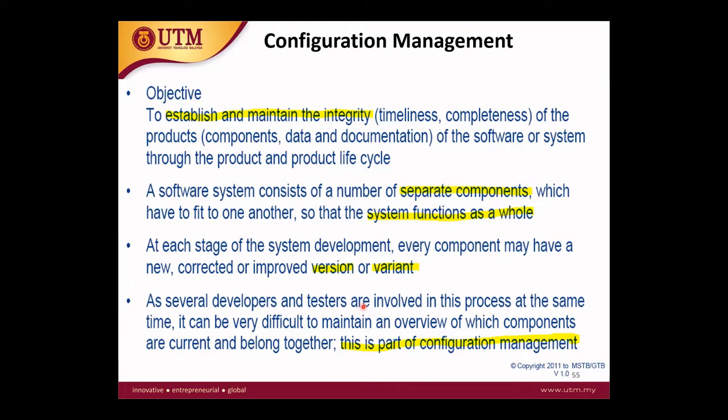A software system consists of a number of separate components that fit together for the system to function as a whole. At each stage of system development, every component may have a new corrected or improved version or variant, and these are changes that we have to do. Several developers and testers are involved in this process at the same time. So it can be difficult if we do not have proper configuration management.